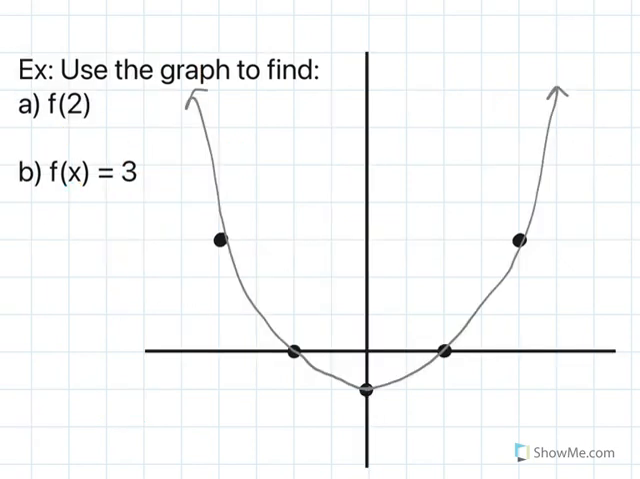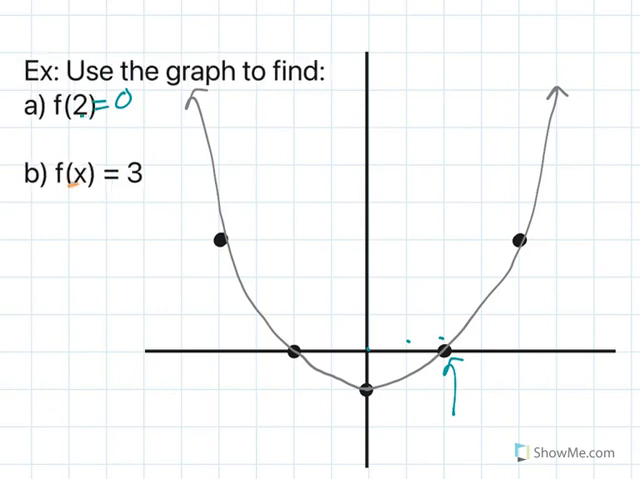Let's do another. Use the graph to find f of 2. So this means our x value is 2. From my origin, 1, 2, this is the point in question, and the y value is 0. So f of 2 equals 0. All right, in the next one, we are given f of x. So f of x is what we're trying to find here, and the y value is 3.